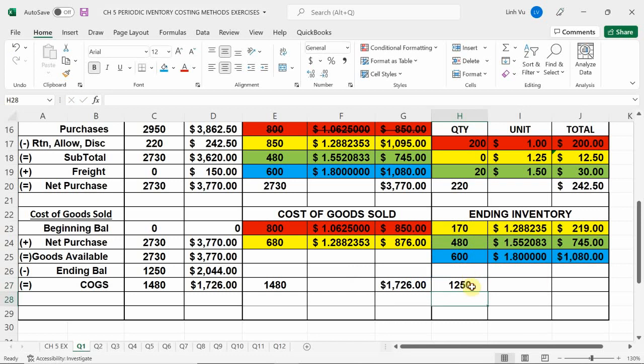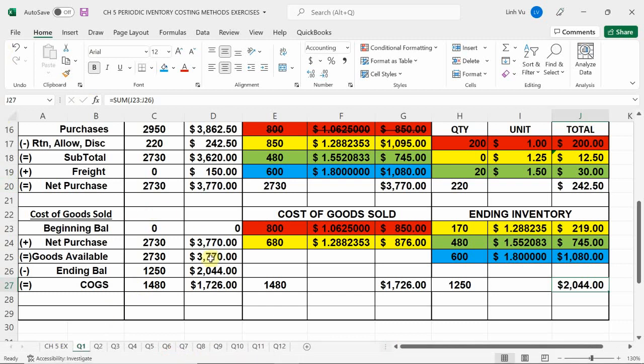So now I'm going to sum this, so it's 1,250 items at a grand total cost of $2,044. So once again, I still end up getting that same exact number, even if I calculated using the cost of goods sold and the goods available. I still end up getting the ending balance to be the same. But the importance of this one is that now I get to see how much of my ending balance actually includes yellow, green, and blue batches, okay? And they are all updated with the correct amounts that they should have.